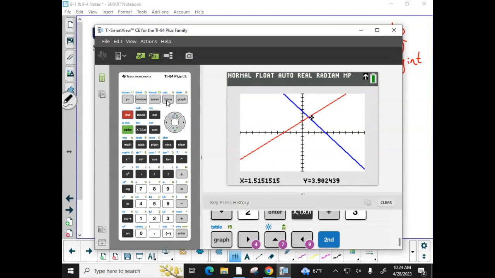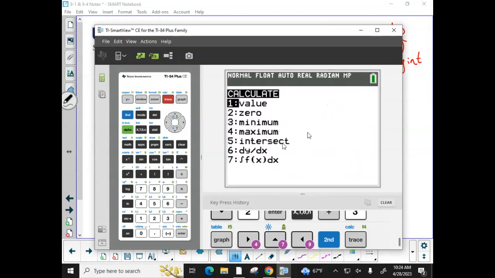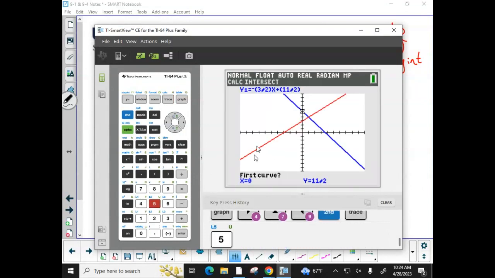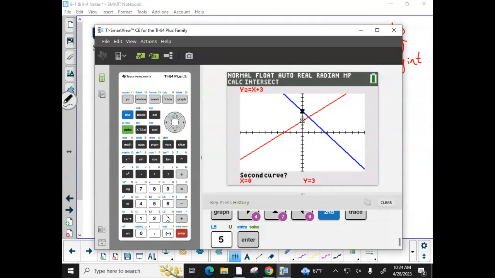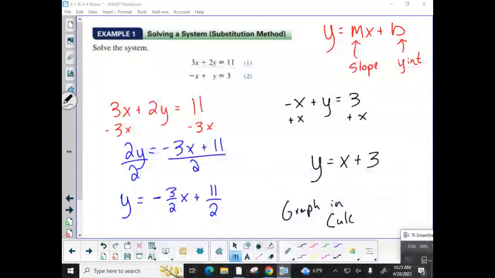Instead, go to second, and then this trace button. And then we're trying to figure out where they intersect, so 5, right? It says select the first curve. So my cursor's on one curve, I hit enter. It's on my second curve, and by curve, we just mean my graph. Hit enter. And then it says guess. Now I'm going to get my cursor close to the answer. It doesn't have to be right on it, just close to it. And hit enter. And it tells me the intersection is 1, 4, which means that's my solution.